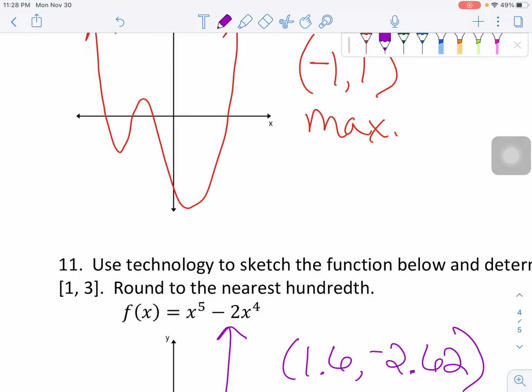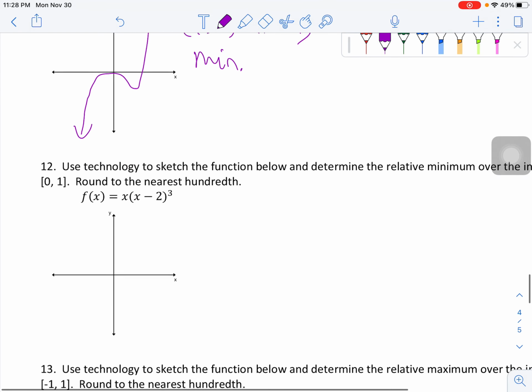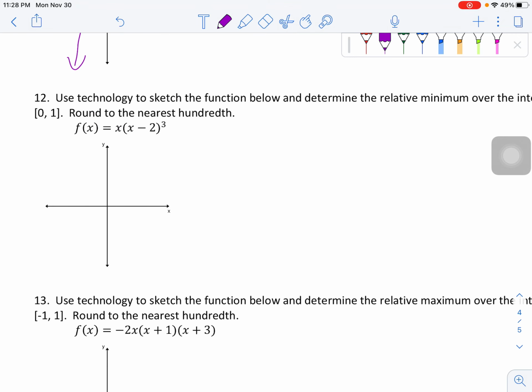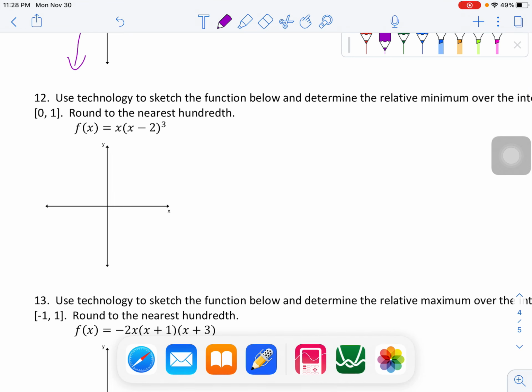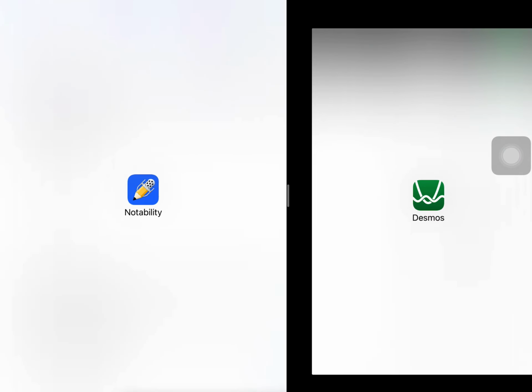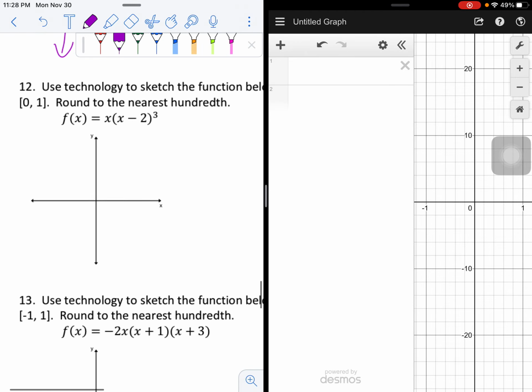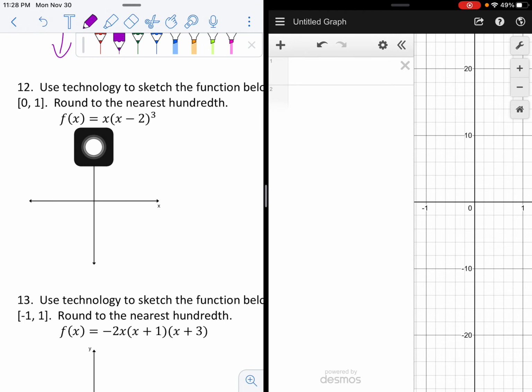I'm going to go ahead and close out Calculate 84. And now I'm going to look at number 12 and number 13, but instead of using Calculate 84, I'm going to use Desmos this time. So let's go ahead and split screen with Desmos. There we go. And Desmos is cleared out, of course.